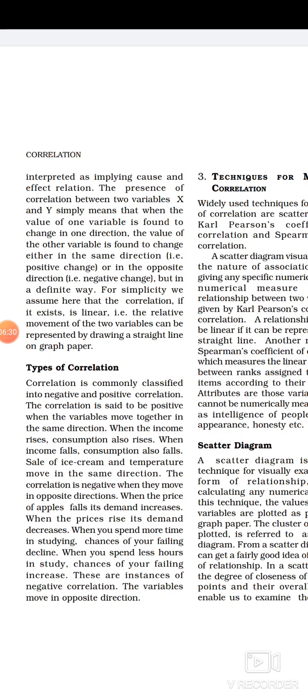When the price of apple falls, its demand increases. When the price rises, its demand decreases. When you spend more time in studying, chances of your failing decline. When you spend less hours in study, chances of your failing increase. These are instances of negative correlation. The variables move in opposite directions.